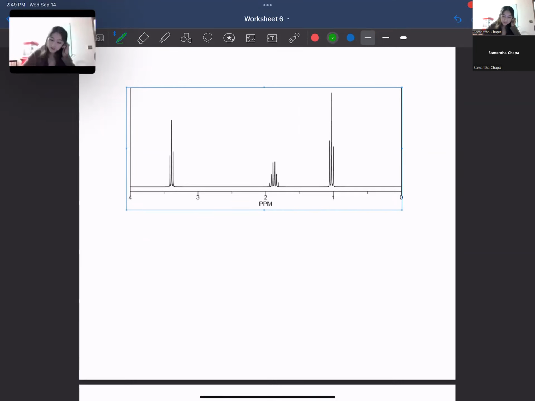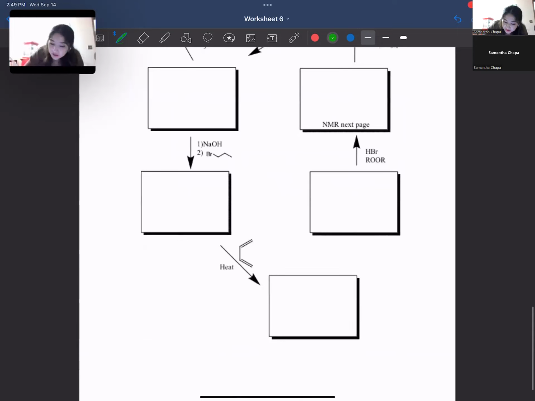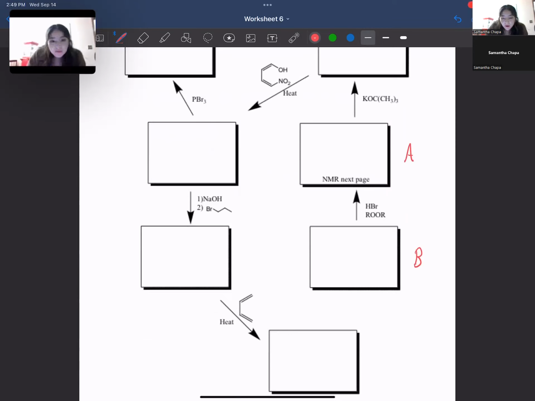But I wanted to say the first strategy for doing a roadmap is just looking at your NMR compound that she has written out for you. So I'm gonna call this compound A, I'm gonna call this compound B, and I'm gonna call this compound C. Okay. So compound A is what we're solving for with the NMR on the next page.